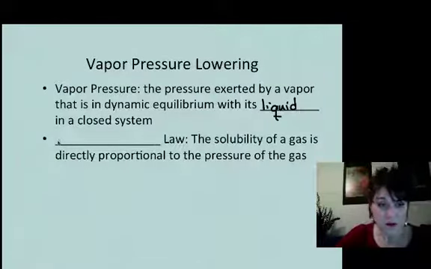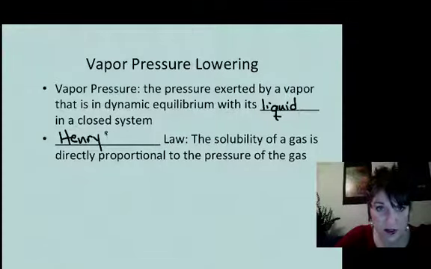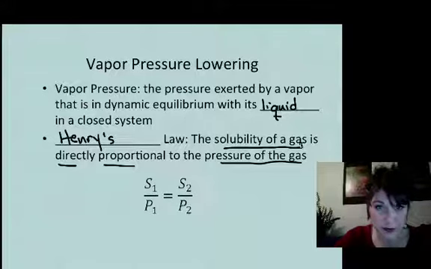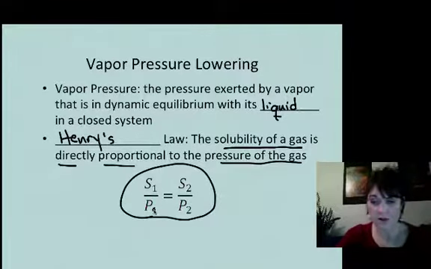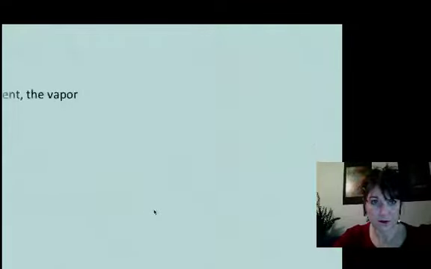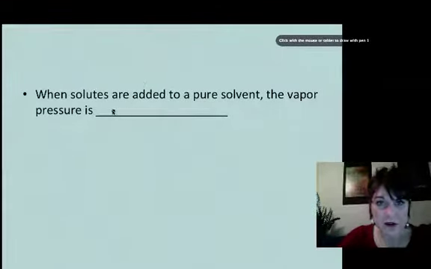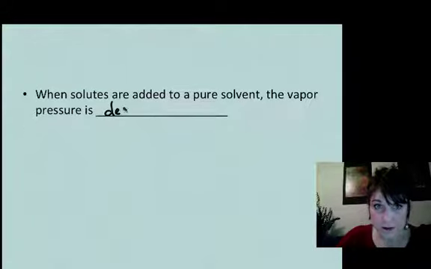And then this brings us to Henry's law. Henry's law states, essentially, that the solubility of a gas is directly proportional to the pressure of the gas. So the more pressure we put it under, the more we can dissolve in there. So that's just a simple proportion that we can solve. Well, we also know that when solutes are added to a pure solvent, the vapor pressure will be decreased.